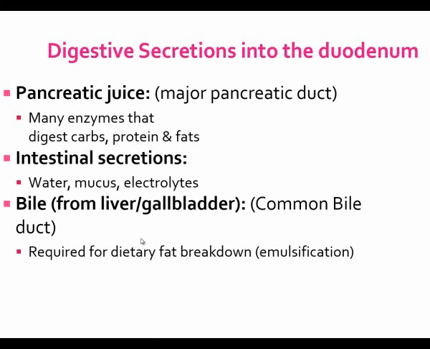In regards to secretions into that duodenum, we have the pancreas, which has enzymes that will digest all of our macromolecules, carbs, proteins, and fats. Intestinal secretions such as water, mucus, and electrolytes. We also have bile from the liver and the gallbladder. And remember, bile is used for dietary fat breakdown, not breakdown to its simplest form, though. Contrary to that, it's called emulsification. So basically taking a big fat droplet and breaking it down into smaller fat droplets.